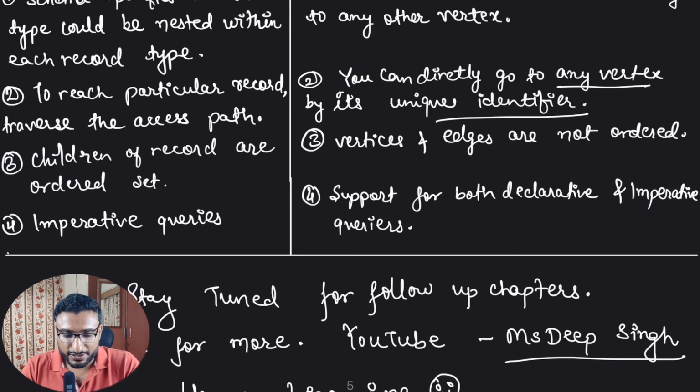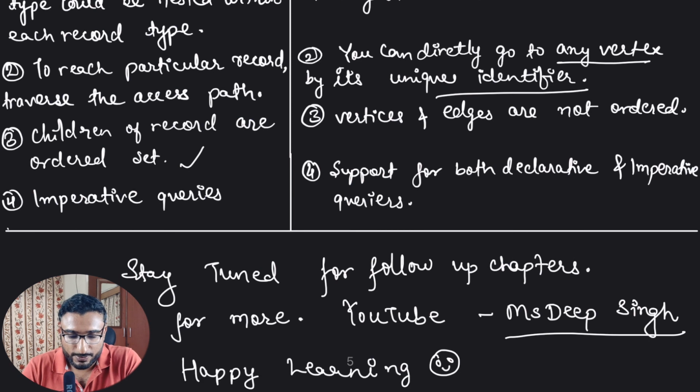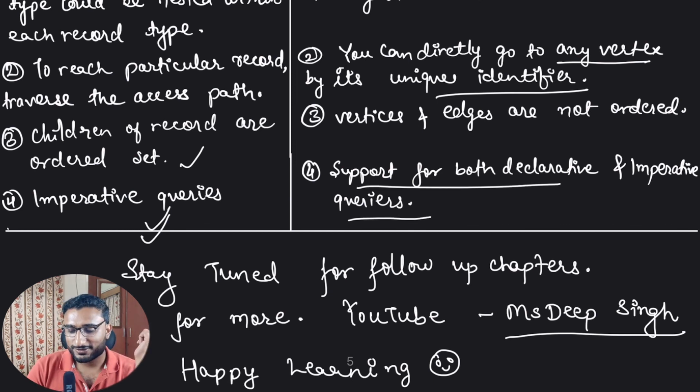Children of a record are an ordered set. In case of the network model, they are ordered, so you will have to worry about the specific ordering that you have to maintain. But in case of graph, again, you have that flexibility. There is no such order which you have to worry about. In case of the network model, there will be imperative queries. Too much work, नहीं करना हमें use. ठीक है. In the graph model, you have support for both declarative and imperative. Unless you have a specific use case for imperative, go for declarative.